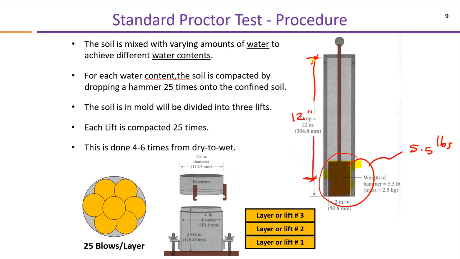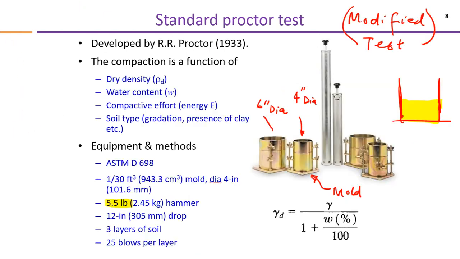In one layer we apply this energy 25 times. So this is, let's say, the first layer, and we give 25 blows of energy to compact it. Then we place the second layer, and it is compacted, and then we place the third layer, and it is compacted 25 times.